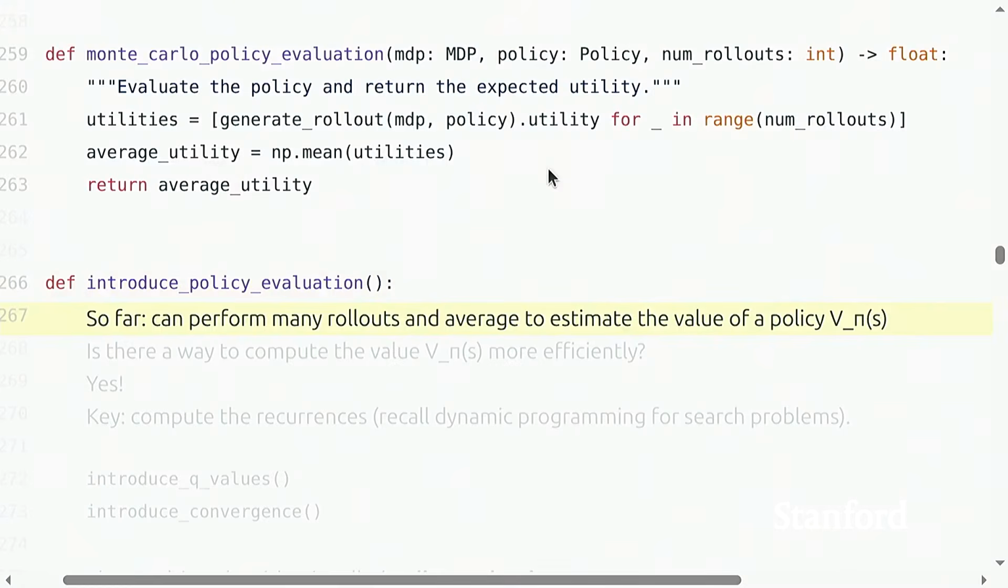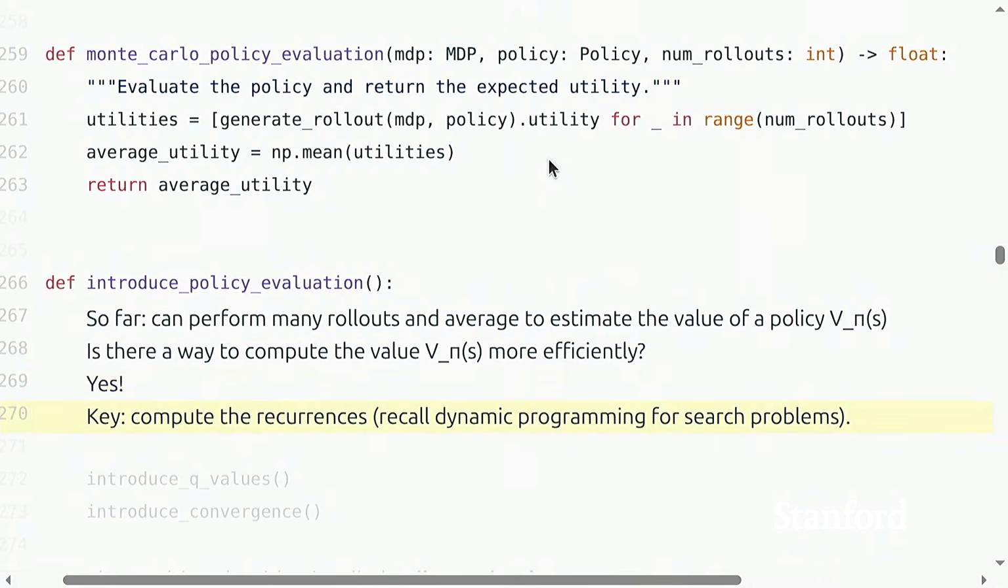All right. Let's talk about policy evaluation. So far, we've performed multiple rollouts of a policy. That gives us multiple utilities. I average them, and that gives me the value of a policy. So is there a way to compute this more efficiently? And the answer is yes. And the key is going to be using recurrences. Remember how we looked at dynamic programming for search problems and the idea of future cost? It's going to be the same form here. The details are going to be different because I have probabilities involved, but really the structure of that recurrence is the same here.